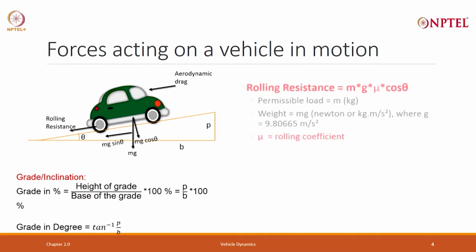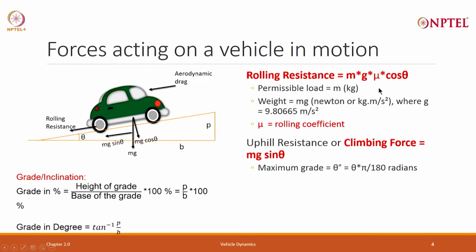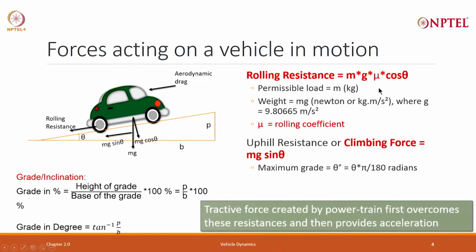And then it also encounters a rolling resistance, which is mg mu, dependent on mass, gravity and mu, a constant called rolling coefficient. And we also said the third is the climbing force, mg sin theta. This plays an important role. So, these three forces are always there in the vehicle, whenever the vehicle is moving. Of course, if there is no climb, theta is 0, sin 0 is 0, so the climbing force is 0, but the other two are always there.